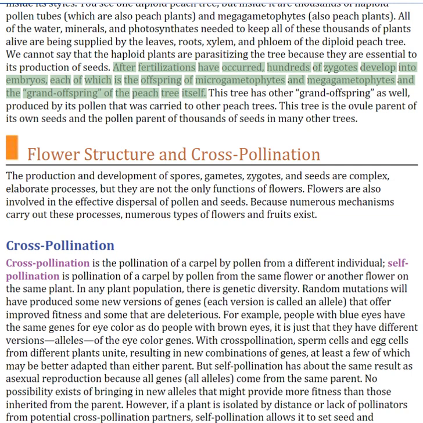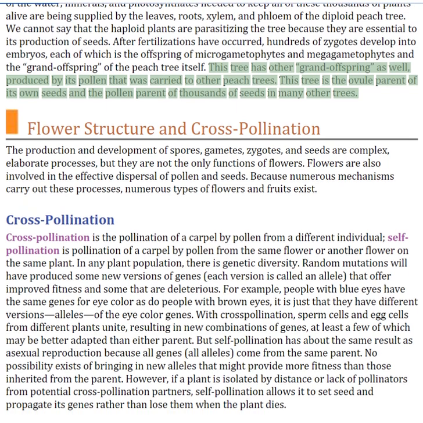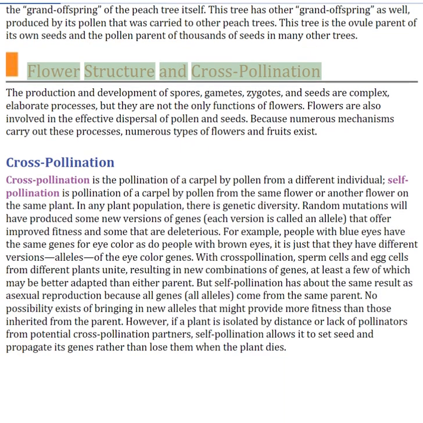After fertilizations have occurred, hundreds of zygotes develop into embryos, each of which is the offspring of microgametophytes and megagametophytes and the grand offspring of the peach tree itself. This tree has other grand offspring as well, produced by its pollen that was carried to other peach trees. This tree is the ovule parent of its own seeds and the pollen parent of thousands of seeds in many other trees. Flower structure and cross-pollination.